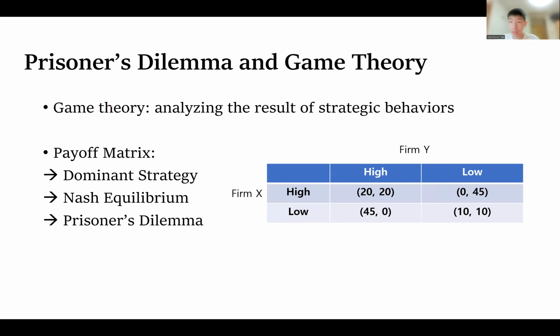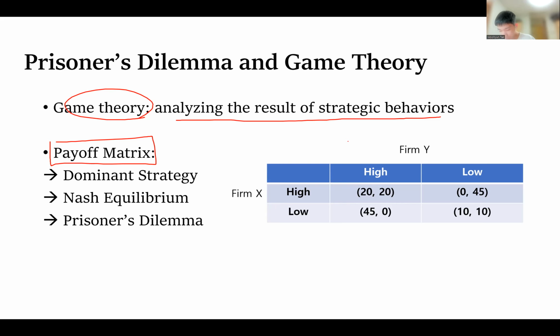The field of economics dealing with such strategic action is called game theory, analyzing the result of strategic behaviors. We usually analyze it by drawing a payoff matrix, a table showing profit and loss of each firm. In the table, in the ordered pair (A, B), the former is the profit of firm X and the latter is the profit of firm Y according to their selections. For example, if firm X selects high and firm Y selects low, then firm X is earning $0 and firm Y is earning $45.